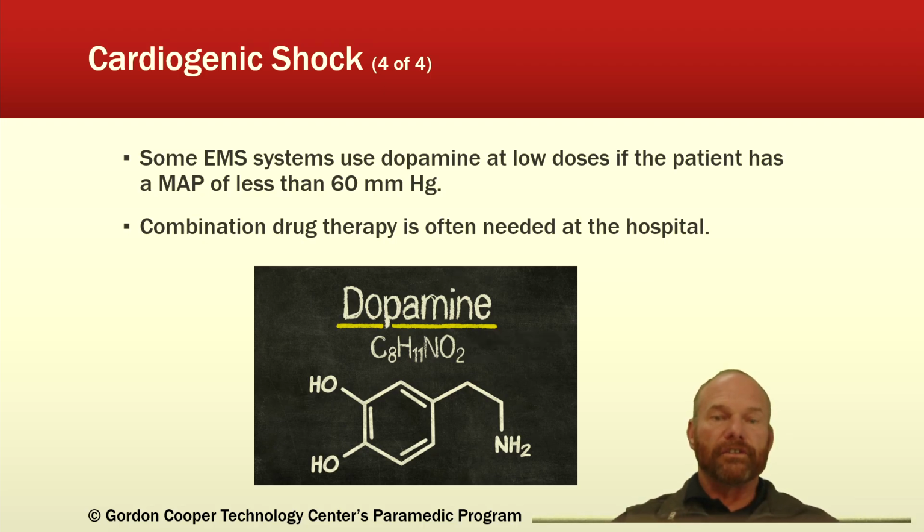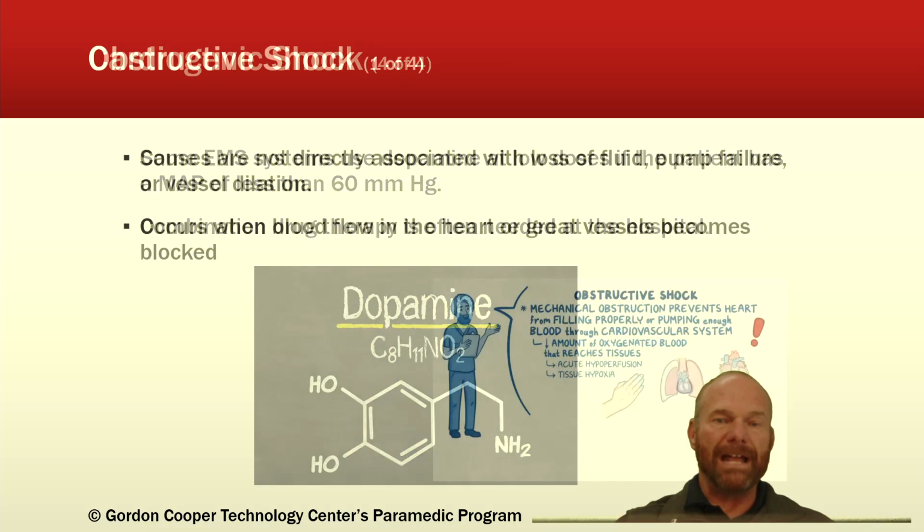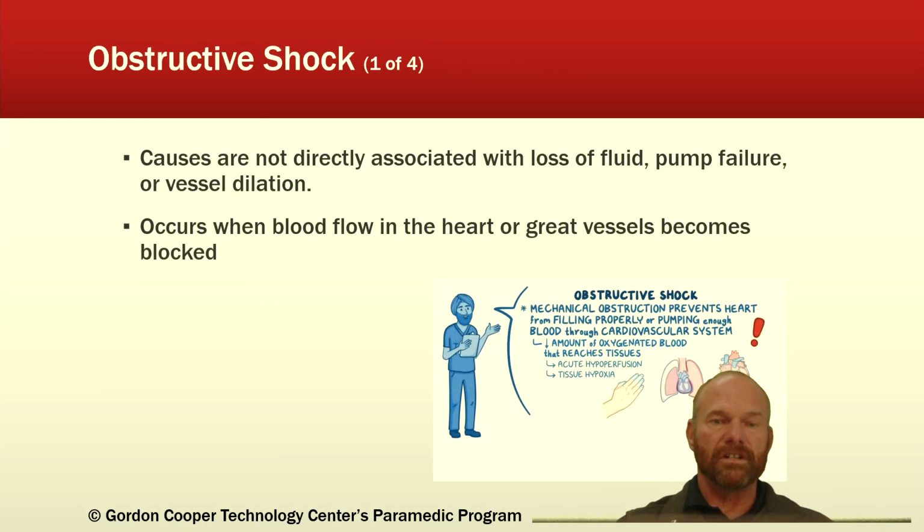Now, there's definitely some combination drug therapy that goes on, but it's typically within the hospital setting. So, while they're awaiting some further interventions, it might be a cardiac catheterization or hemodynamic monitoring catheters and insertion of an intra-aortic balloon pump. Those are all things that can go in at the hospital, not things that typically go on in an ambulance. And then obstructive shock.